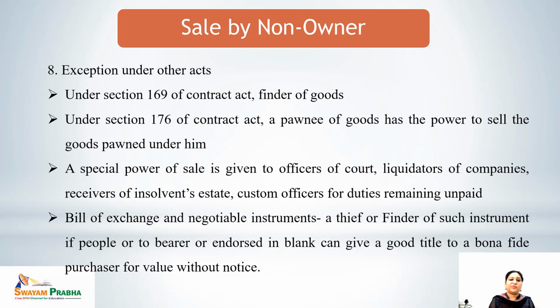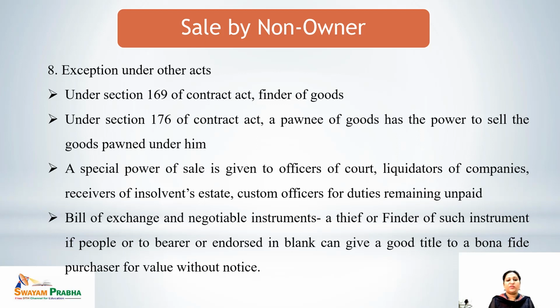Next is exception under other acts, like under Section 169 of the Indian Contract Act. As we have already studied, the finder of lost goods is not a true owner of the goods but can sell the goods for reimbursement of the expenses in case he doesn't find the true owner. Under Section 176 of the Contract Act, a pawnee of goods has the power to sell the goods pawned with him for reimbursement of the expenses.